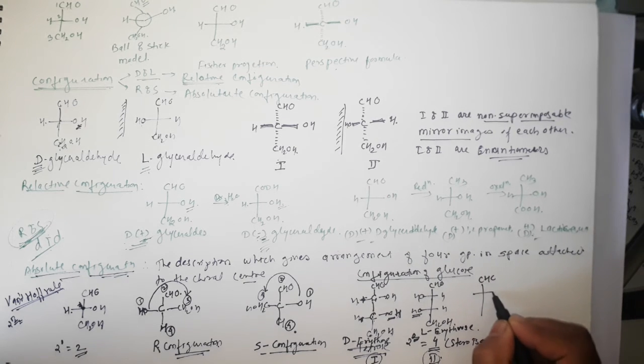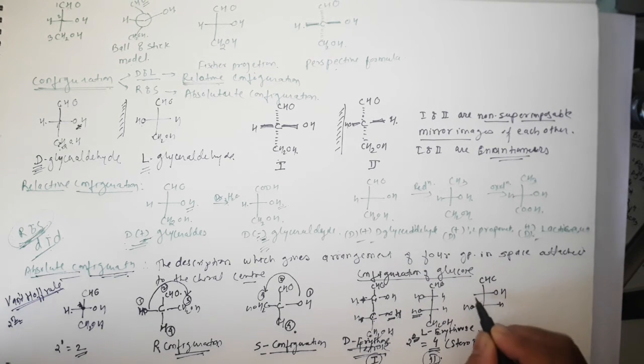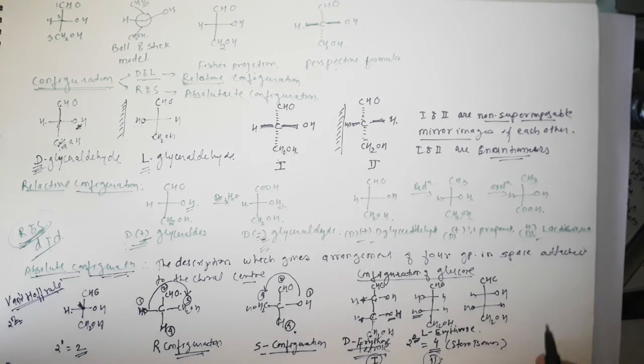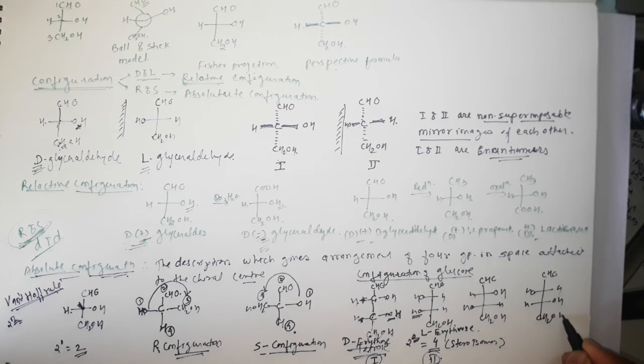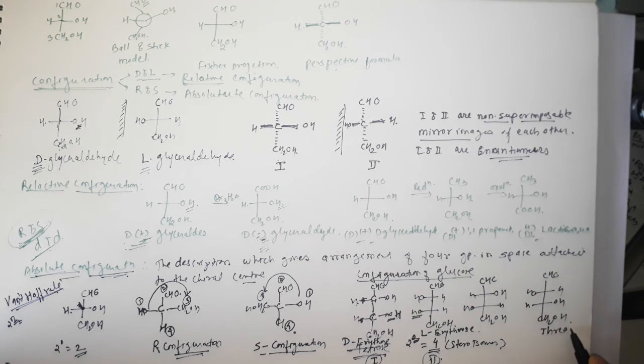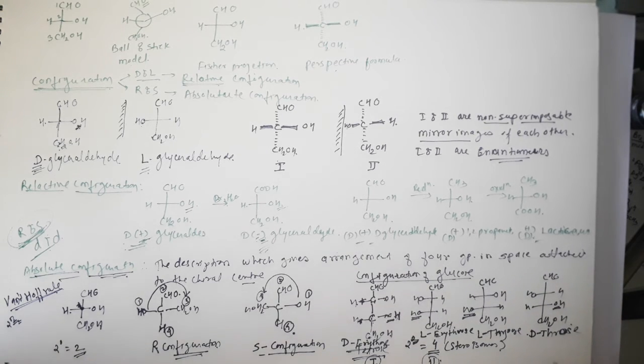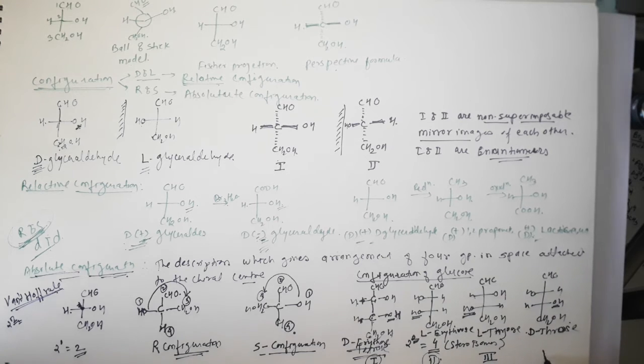Then we can draw the structure of threose, one OH from this side, one OH from this side, containing the 4 carbon sugar, that is tetrose, and the mirror image of each: CHO, OH, H, OH, CH2OH. So it is threose. These are again threoses. Here this OH group on the left hand side, therefore it is L-threose. This OH group on the right hand side, therefore it is D-threose. So this is 3 and 4.